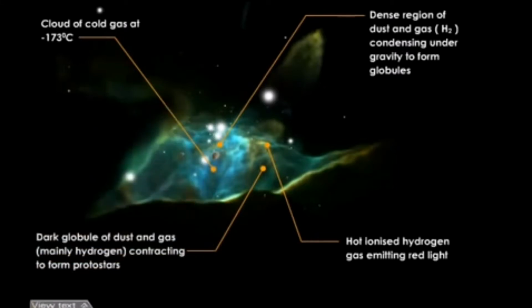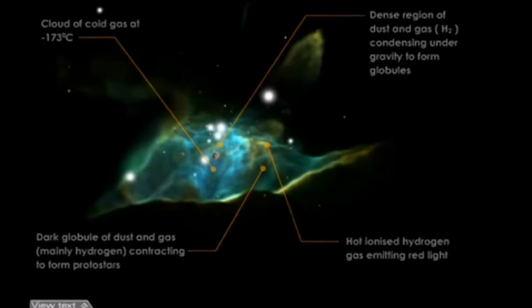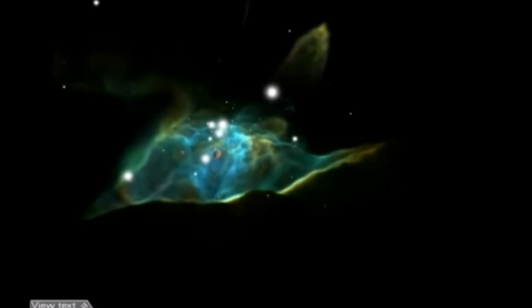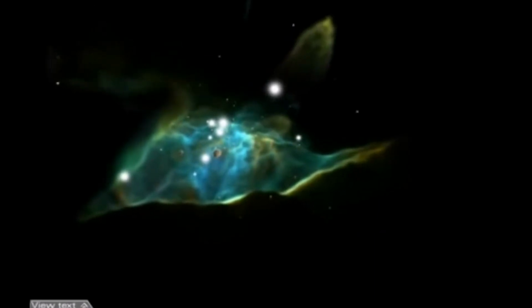The hydrogen gas present in the galaxies gets accumulated into small dense clouds. These clouds, which were initially at a very low temperature, started condensing under their own gravity and formed the protostar. The protostar, which is a dense mass, further contracted under its own gravity.